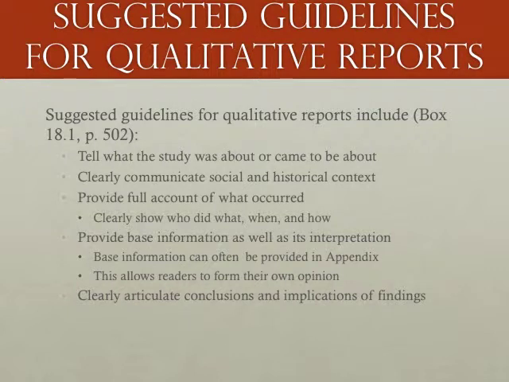Some of the things to think about if you're going to do a qualitative report, which I think some or many of you are. These are some ideas out of Robson. Things like tell what the study was about or came to be about. And by that, for some of you, you might go into a qualitative bit of research with a flexible method, with one idea, and then you end up with a much different result and a much different looking bit of research than you originally thought. And it's important to note that in your report.